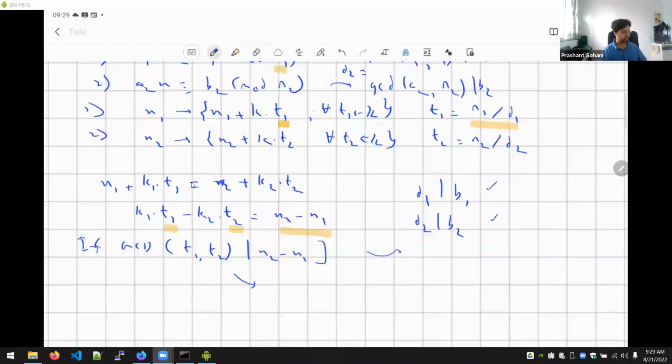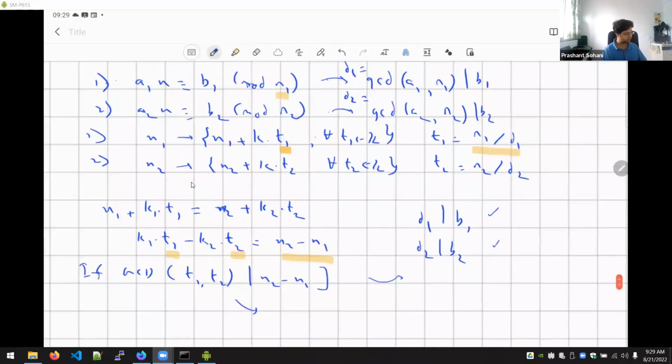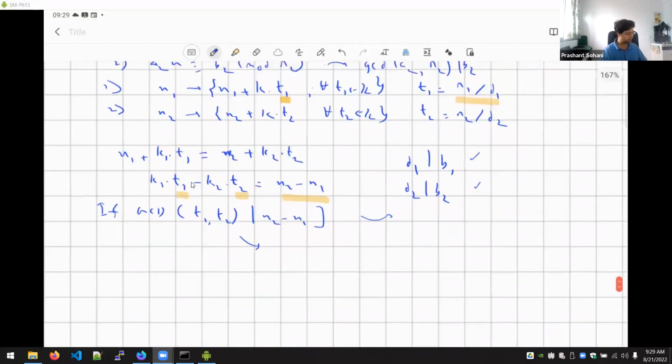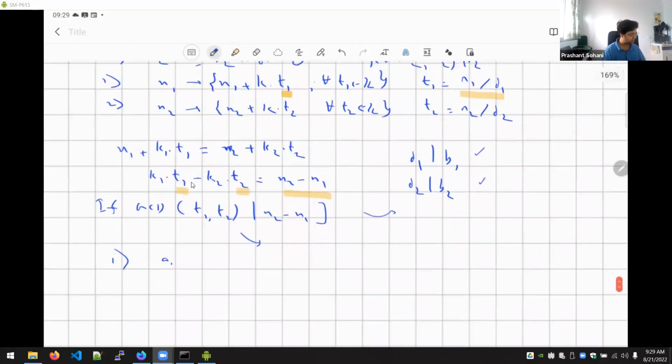But the thing is, Chinese remainder theorem simplifies this problem to some extent by assuming that T1 and T2 are co-prime. So what they do is, if I go back to the original equation, let's modify the two equations. The first equation which we started with, A1 is congruent to B1 modulo N1, assuming that the first condition is true, that D1, the GCD, divides B1.